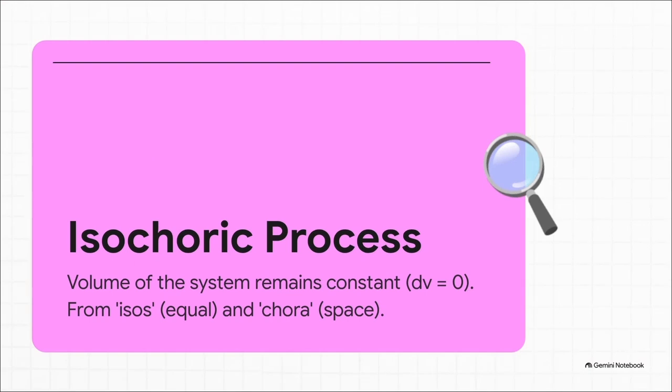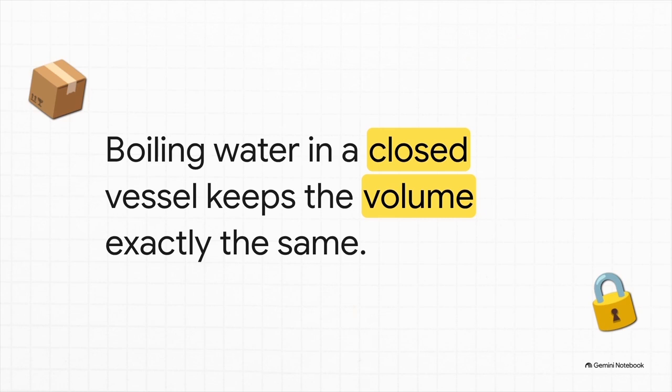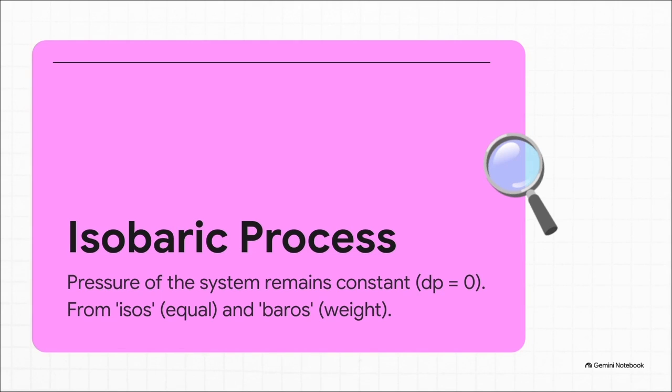First, let's take a look at the isochoric process. This combines isos for equal and khoros for space or volume. This means the volume remains completely constant during the change. You might also hear it called an isovolumetric or isometric process because the physical space neither increases nor decreases. The change in volume, dV, is precisely zero. Going back to the boiling water example for a second, an isochoric process would be boiling that water inside a tightly closed vessel. Because the vessel is totally sealed shut, the volume is trapped. It simply cannot expand or shrink.